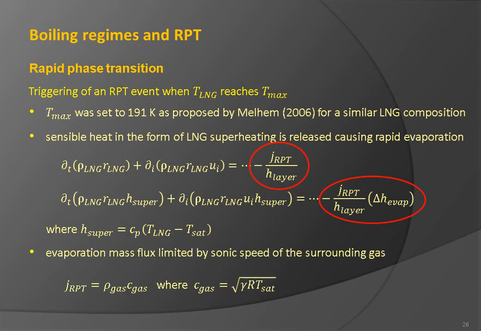The resulting mass flux is high but not infinite. It has to be limited by the sonic speed of the surrounding gas. Although the composition changes as the LNG evaporates and mixes with the surrounding ambient air, the material properties of gaseous LNG were used to determine the evaporation mass flux, JRPT.